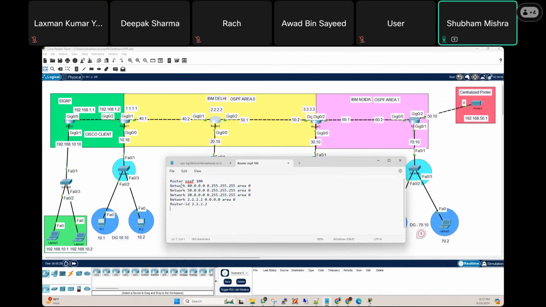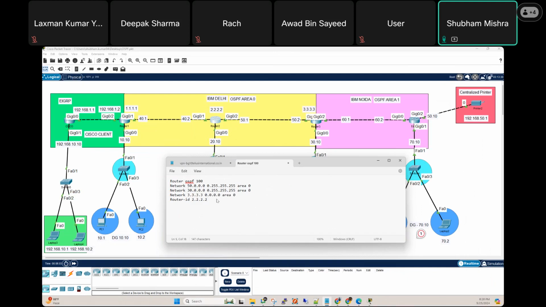Now come to R3. On R3, router OSPF 100, right? Done, everyone. After that, we advertise the 50 network. Yes or no? Yes. So I need to remove this one, remove 50 network. 50 network will be part of area 0, right? Yes. Then, guys, 30 network, which will also be part of area 0. After that 3.3.3.3, right? Yes.